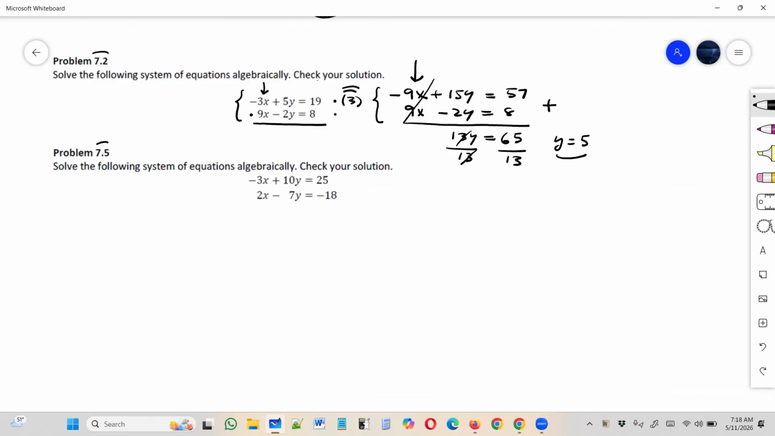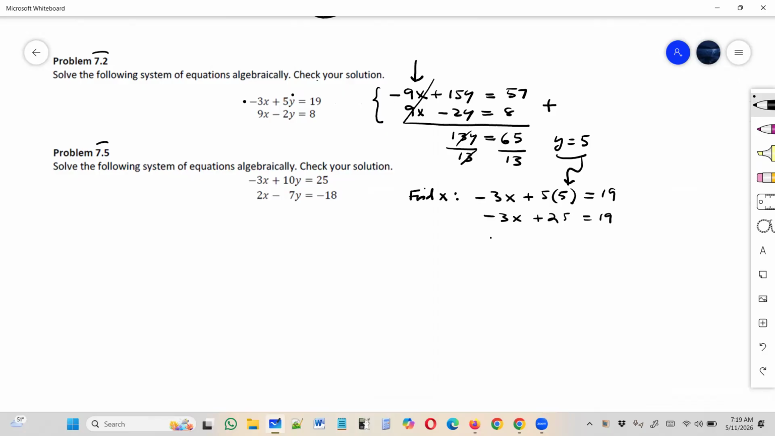Once I have this solution, I can go back into either of the two original equations and find the other variable. So I look at this and I say, which one is easier for me to use? Well, I don't know. Maybe I can use the first one. You can use the second. So to find x, I'm going to use the first equation, and you're going to replace y with the value that you found, which happens to be 5. Okay, so I have negative 3x plus 25 equals 19.